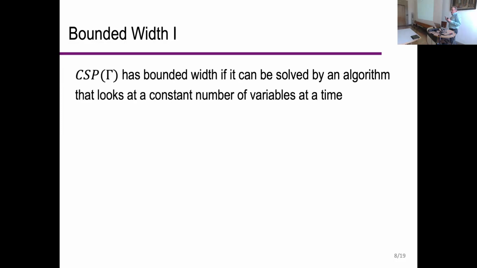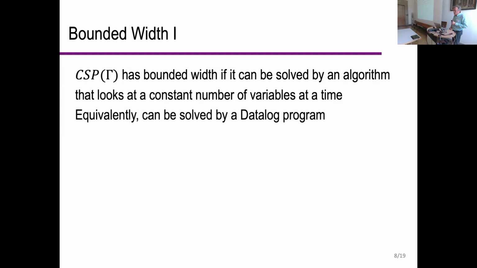I don't want to give precise definitions, of course, but roughly speaking, we say that a CSP has bounded width if it can be solved by local propagation algorithms, meaning that every time we look at only a few variables at a time. So for instance, for linear equations, you cannot do that. Gaussian elimination needs to look at all variables at the same time. So it doesn't work locally. Gaussian elimination is a global algorithm, not one like this. And equivalently, a CSP of bounded width is exactly one that is solved by a Datalog program.